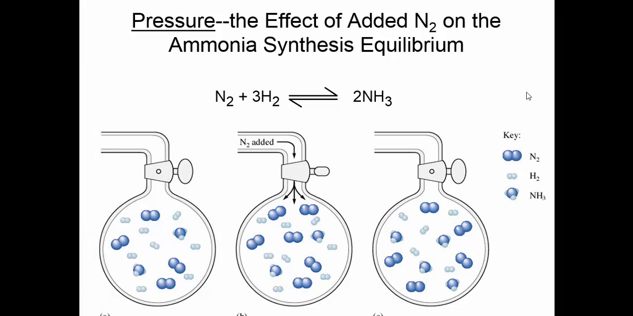Now, how about pressure? It's important to recognize that the reaction itself must be taking place in a gaseous state. So if we have now the N2 molecules, which are the large blue molecules, and 3H2, which are the small lighter colored, if we add N2 gas to this, then what's going to happen is we're going to drive the reaction to the right. The reason is because it's effectively increasing the concentration and also increasing the pressure.